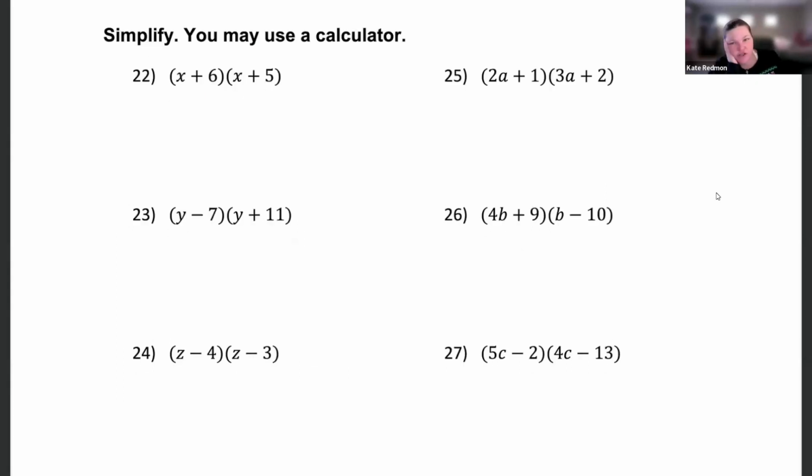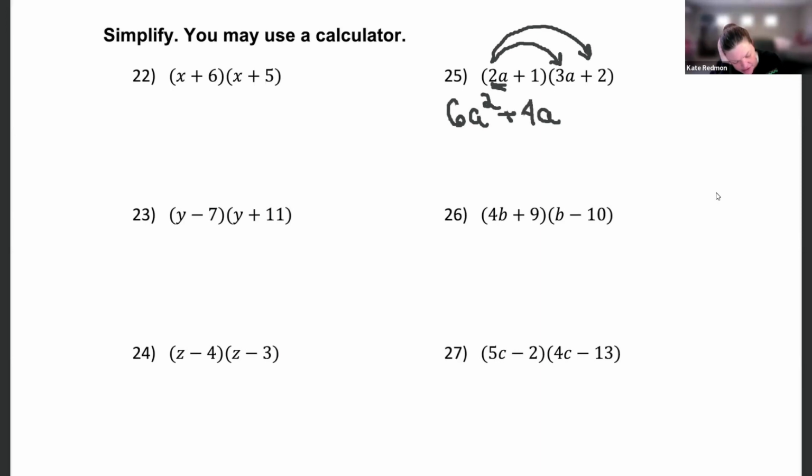25, the quantity of 2a plus 1 times the quantity of 3a plus 2. First term in the first grouping is 2a. I'm going to pass that out, distribute out the multiplication to every term in the second grouping. So 2a times 3a first. 2 times 3 is 6. And a times a. Don't forget to use exponents for repeated factors when multiplying. 2a times positive 2 is positive 4a.